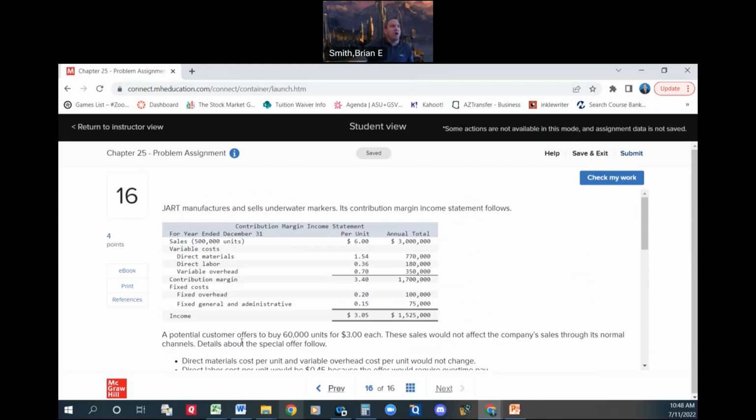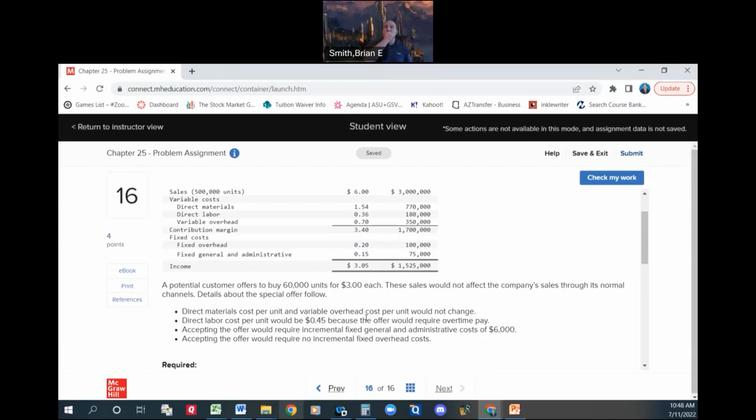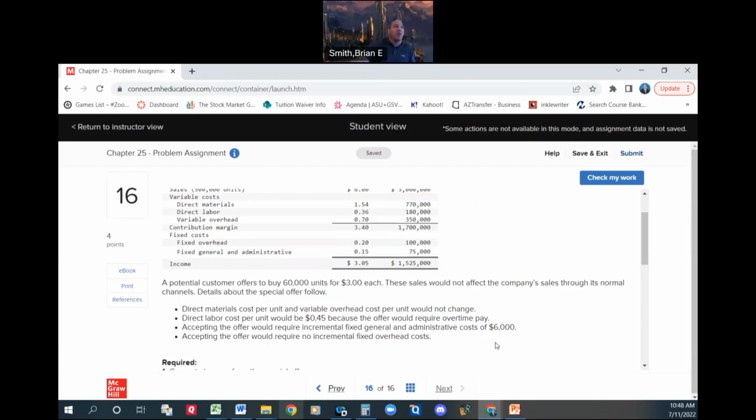So potential customer offers to buy 60,000 for $3 each. Okay, we're normally selling these puppies at $6. Our income is $3. My guess is just spitballing. This isn't going to be something we're going to want to do. Direct labor costs would be 45 because of overtime, which means we probably have capacity but not enough employees. So there's where we're going to have a problem. Accepting the offer would require incremental fixed general administrative costs of $6,000. We're going to be rejecting this one.